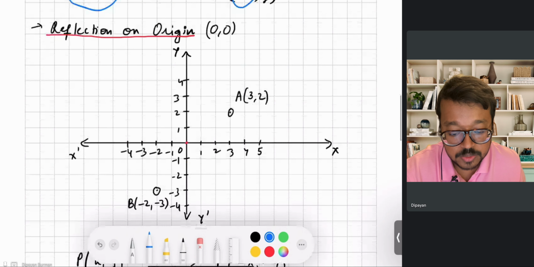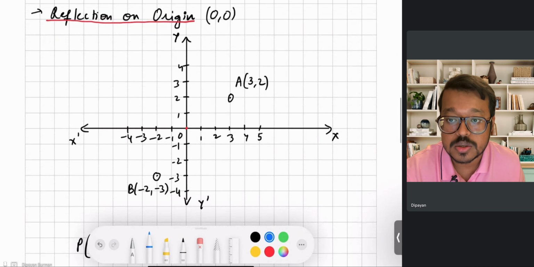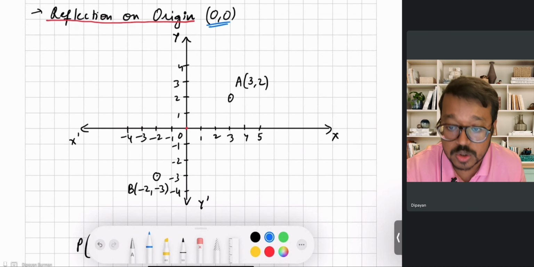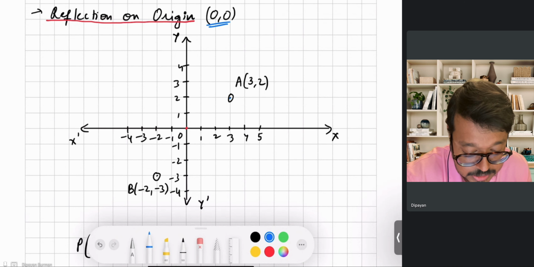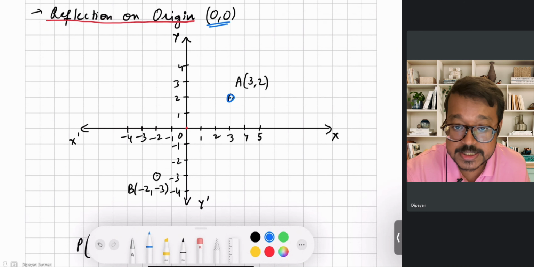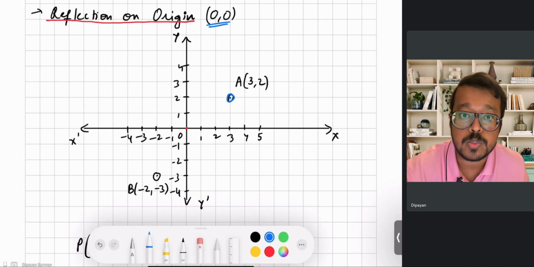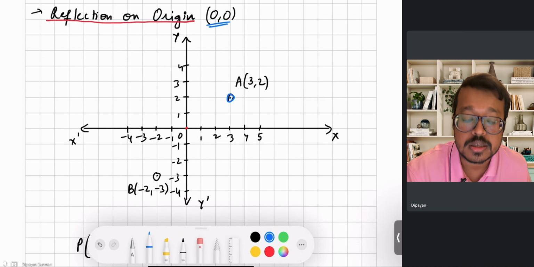Now suppose we are looking at reflection of a point on the origin. The origin is the coordinate 0 comma 0. Suppose we have the point A with coordinates 3 comma 2. Now origin is just a point. We need a line, a mirror line.